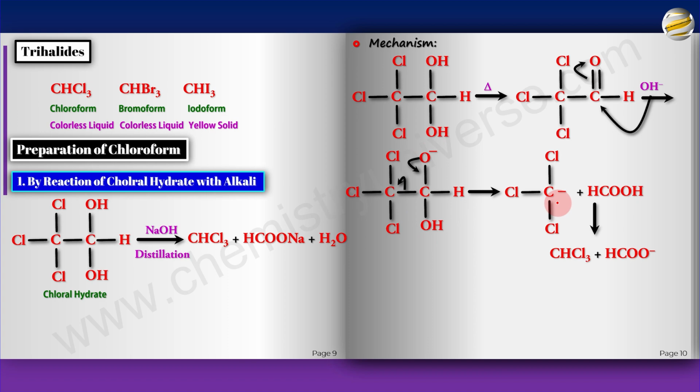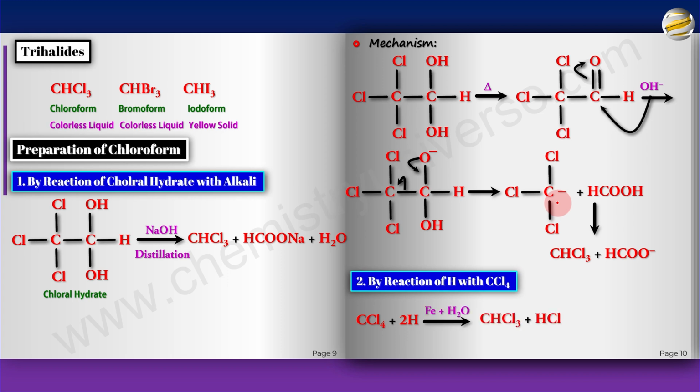And then you have a reaction of CCl4 with nascent hydrogen. In the case of iron and steam, you will get chloroform and HCl. Here you just have to learn the reaction. Now let's look at the physical properties of chloroform. Chloroform again is a colorless, sweet smelling liquid.